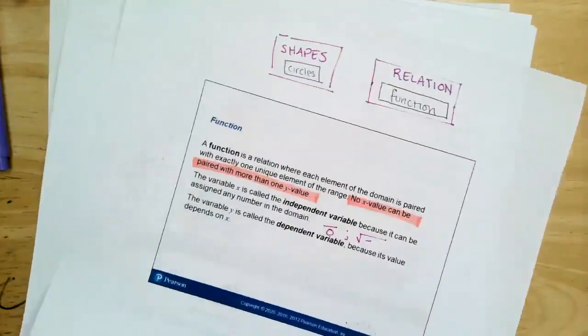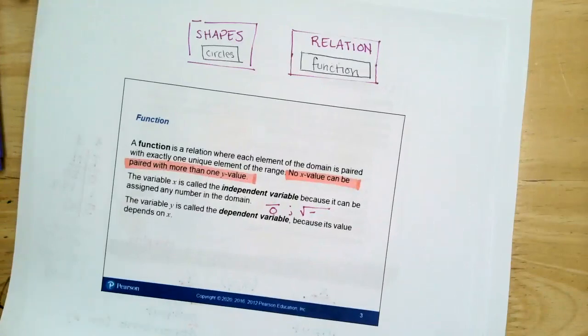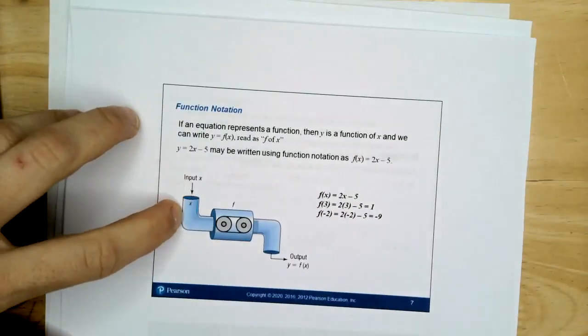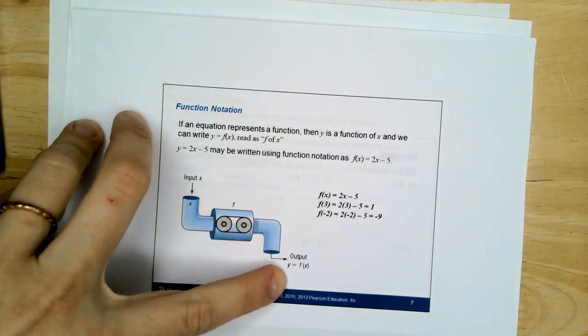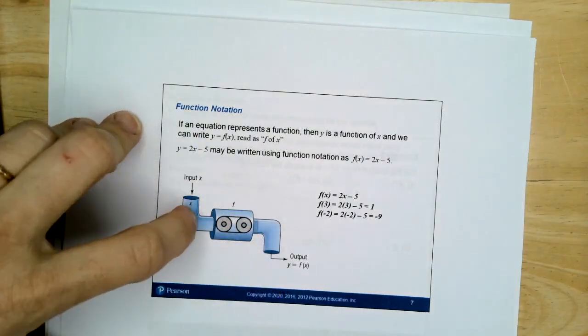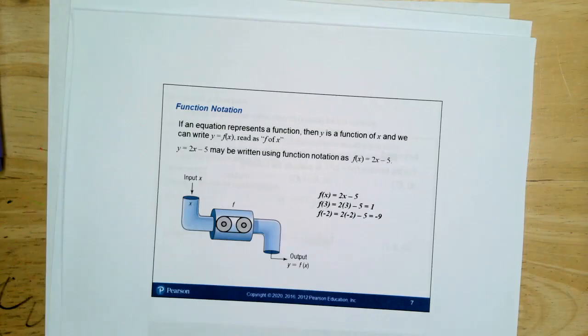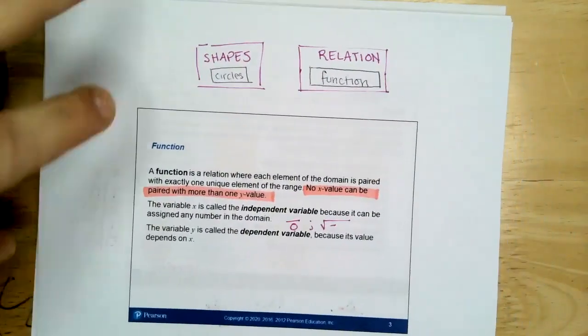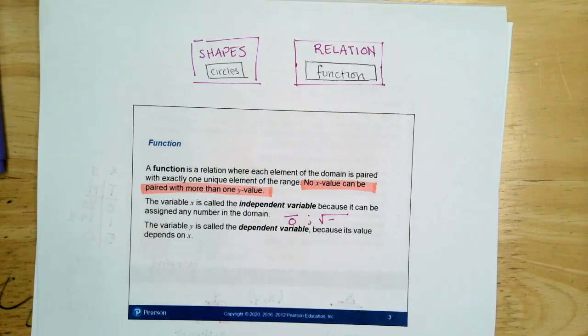I don't know if I saved that page of our notes or not. Yes, once you input an x into the function, you output a y, okay? We decide what x is, the function determines what the answer to y is, right? So no x value can be paired with more than one y value. The value of y depends on x, okay?